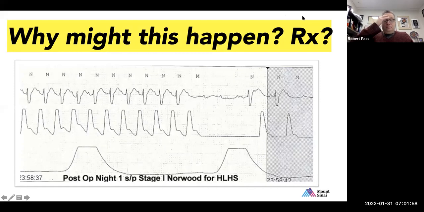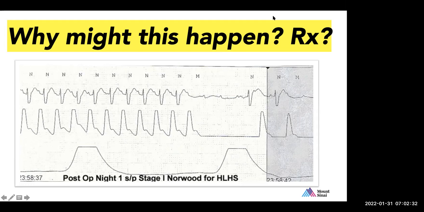So this is a tracing obtained on a patient who's post-op night 1 following a stage 1 Norwood for hypoplastic left heart syndrome. And the question is, why might this happen? And what should we do about this? So why don't we ask Mahmoud? Mahmoud, what do you think's going on here?